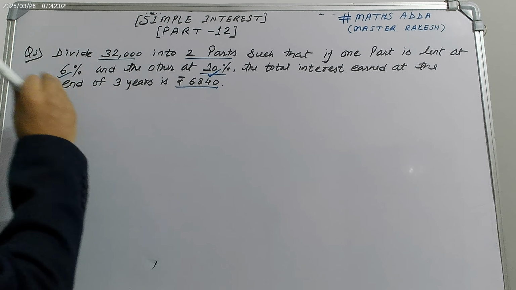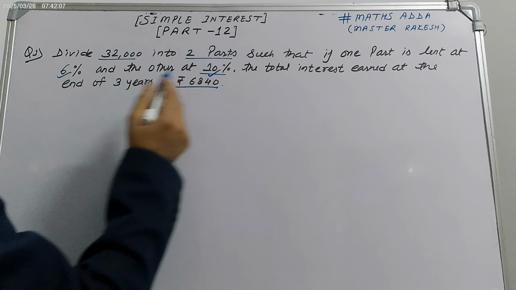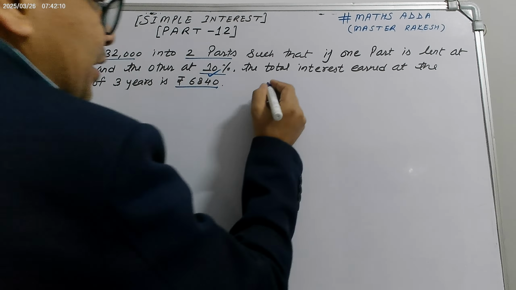The question is like this: divide 32,000 into two parts such that one part is lent at 6% and the other part at 10%. So there are two parts, part 1 and part 2. One is r equal to 6%, the other r equal to 10%. It is given. So 32,000 is divided into two parts, one lent at 6%, the other at 10%.